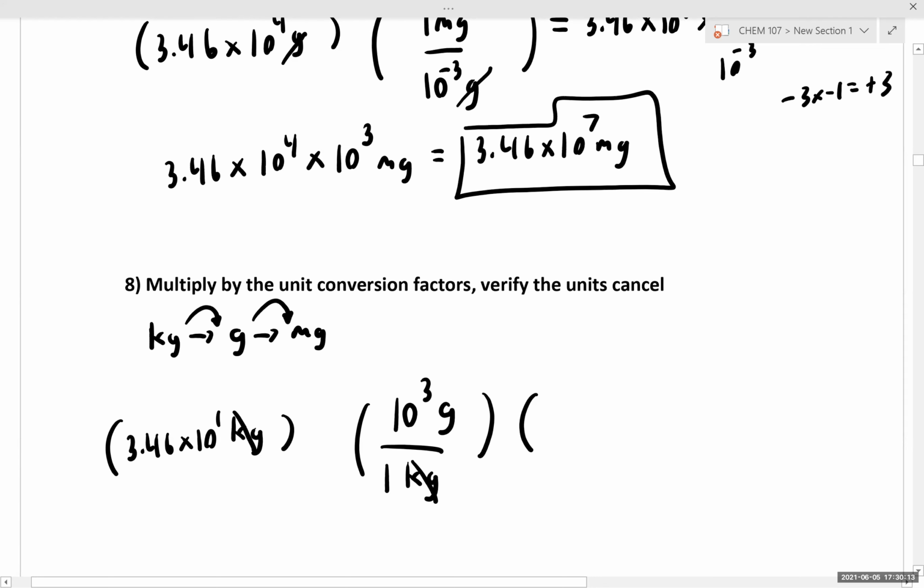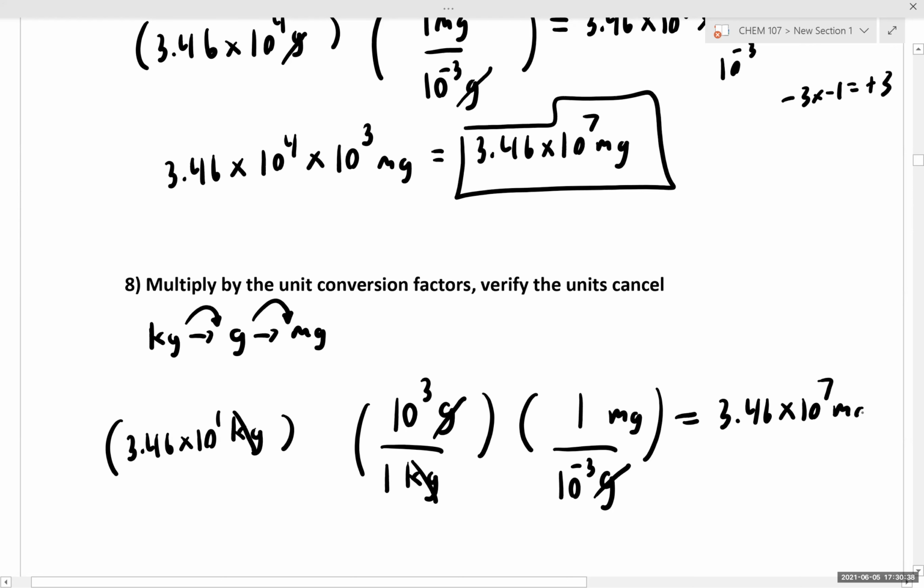To go from grams to milligrams, we want milligrams on top and grams on the bottom because we need to cancel grams. Grams cancel, and we know 1 milligram corresponds to 10 to the negative third gram. Multiplying this all out, we end up with 3.46 times 10 to the 7th milligrams.